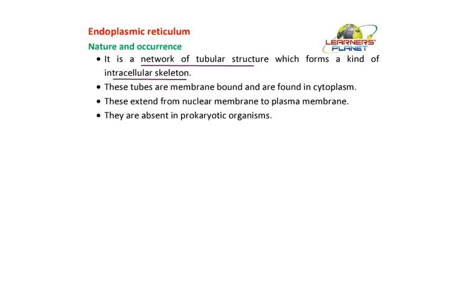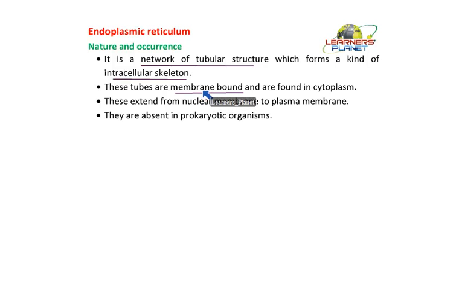Now these tubes which are present here, they all are membrane bound. What does it mean? It means that it is a membrane bound organelle. The interior part of the endoplasmic reticulum is separated from the cytoplasm due to the presence of this barrier, a membrane in between. So although it is present in the cytoplasm, it is still separated from it because of the presence of this boundary here.